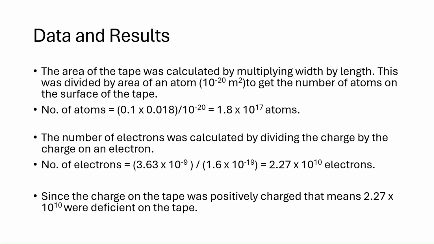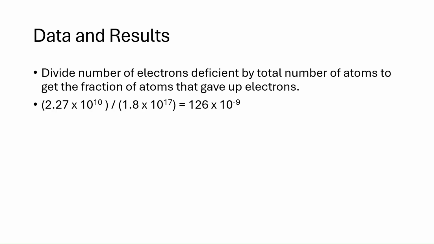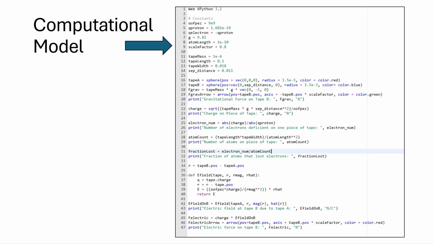And since the tape was positively charged, that means 2.27 times 10 to the 10 electrons were deficient on the tape. We then divide the number of electrons deficient by the total number of atoms to get the fraction of atoms that gave up electrons. This comes out at 126 times 10 to the minus 9.